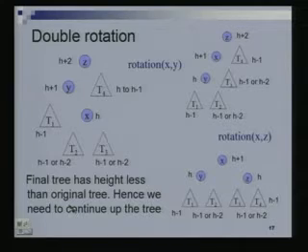Any questions? Right. So what has happened is the final tree has height less than the original tree. We need to continue up the tree. You understand the need for continuing up the tree because the height has reduced by 1. As a consequence, there could still be imbalance at the ancestors of this node.